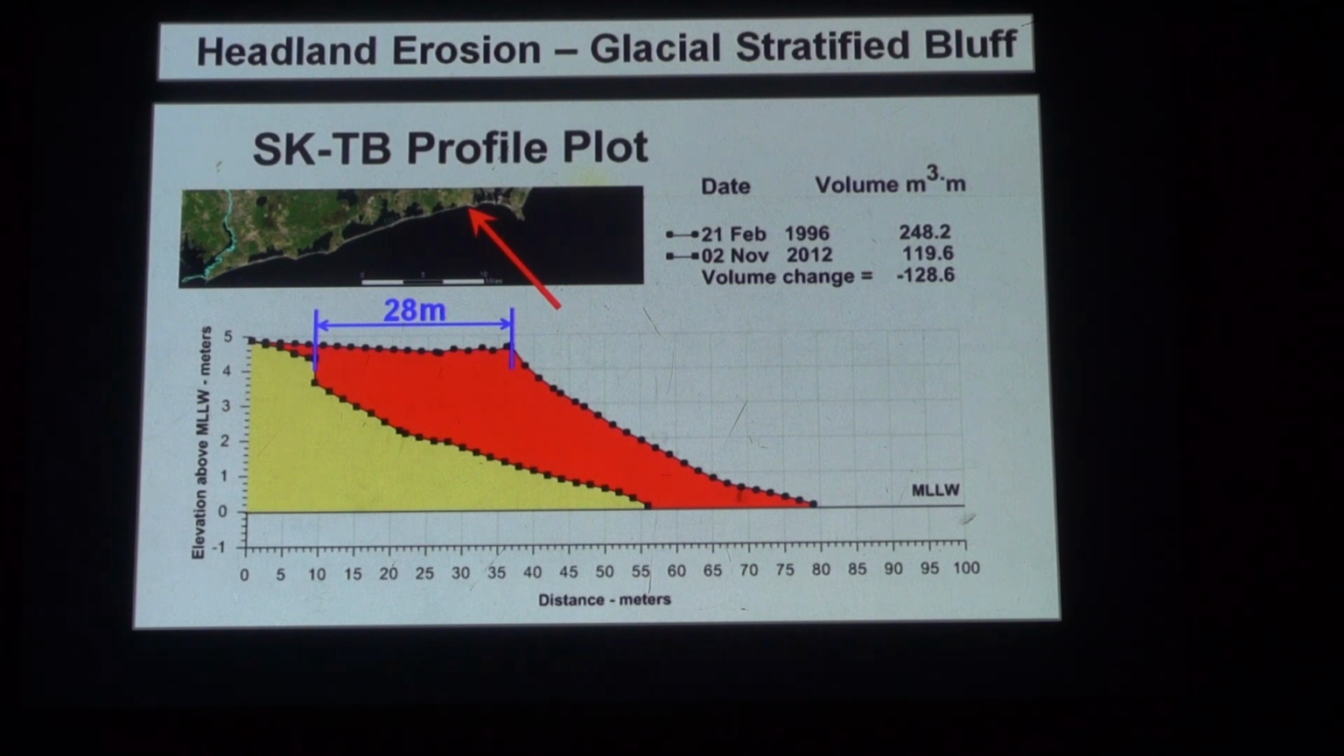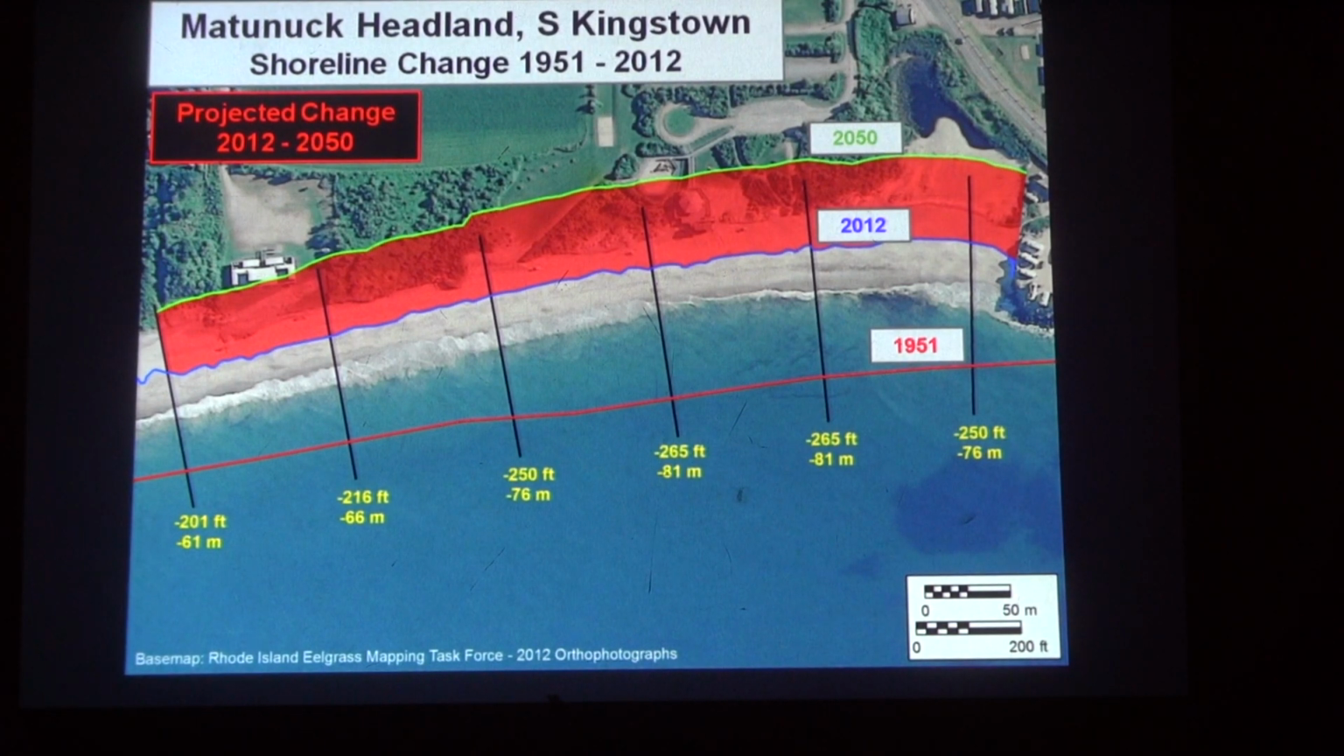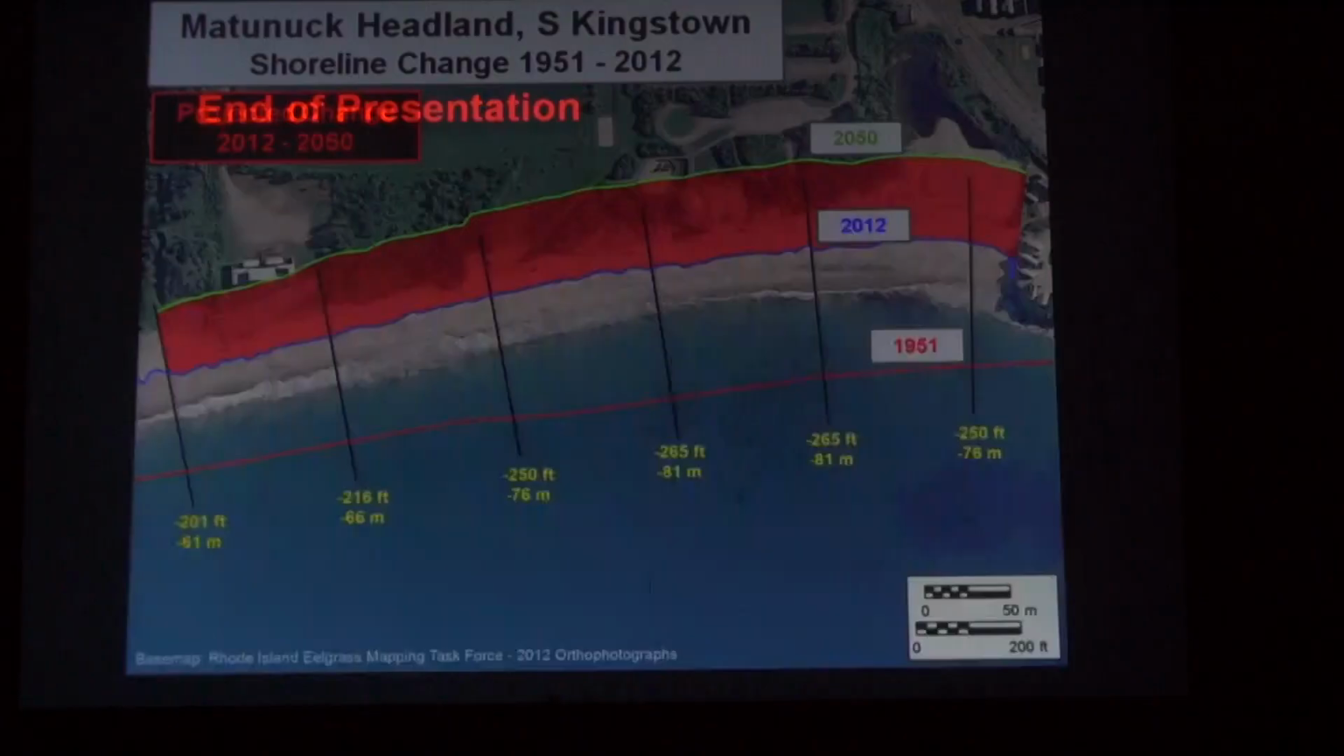And here is the first one. That's a projected change. This is 1951, total distance, 1951 to 2012. So right there, for instance, 265 feet. Now, taking that same amount per year and doing it out to 2050, we get here. So here's the 2050 high tide line. Okay, thank you.